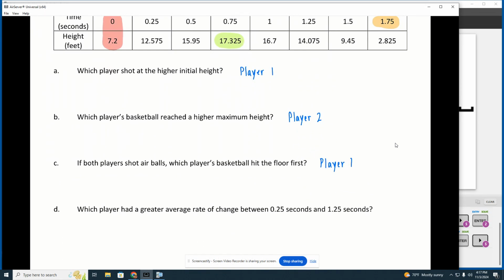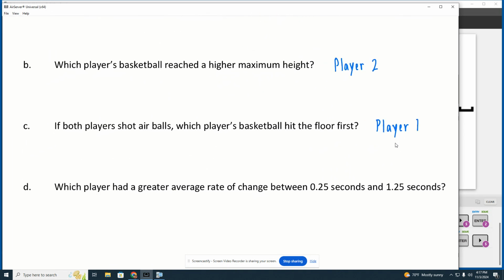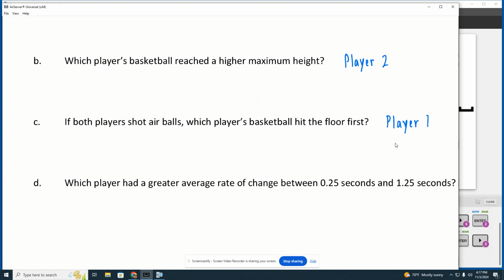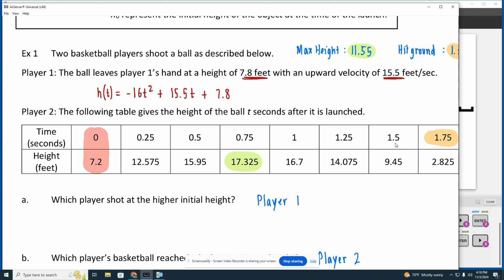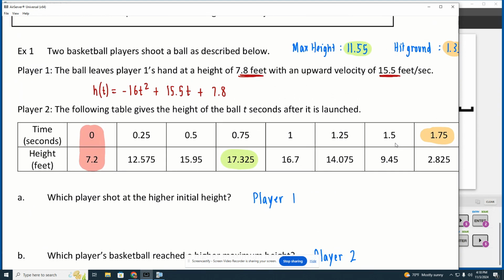And then the last one, which player had a greater average rate of change between 0.25 and 1.25? Okay, rate of change. Let's talk about this real quick. Rate of change is taking y2 minus y1 and dividing it by x2 minus x1. Okay? Rate of change is slope, essentially. And it's telling me where I want to find slope from and to. From 0.25 to 1.25.